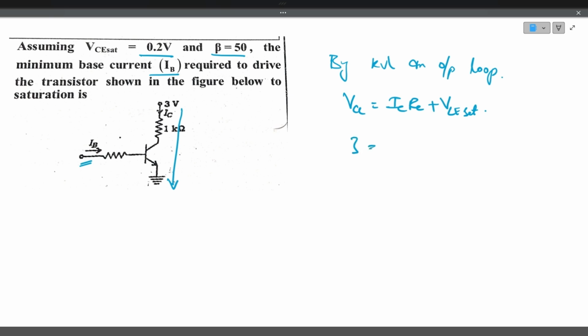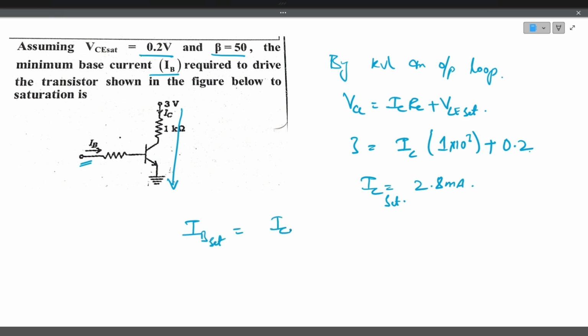So what is VCC? 3 volts. The collector current is not given here. So IC, the collector resistance is 1 kilo ohm. VCE saturation is given as 0.2. So if you substitute this, the collector current will be 2.8 milliamps. So from this you can calculate the base current. This is the collector saturation current. So the base saturation current is the collector saturation current divided by beta. So 2.8 milliamps divided by 50. You will get it as 56 microamperes. So the answer is 56 microamperes.